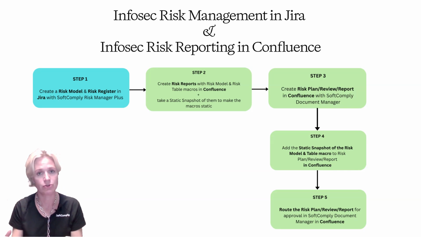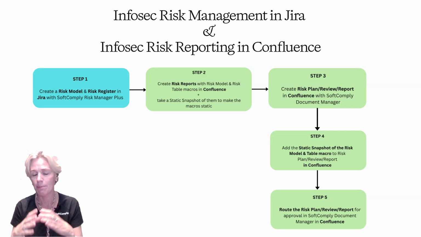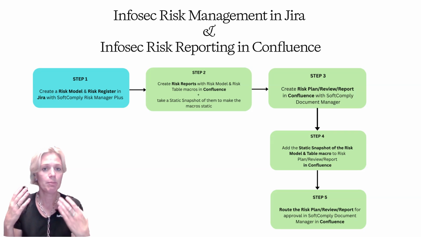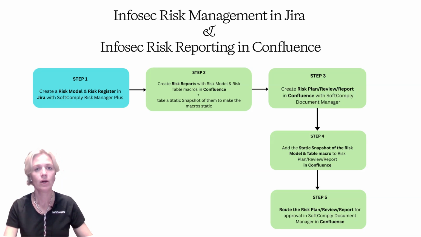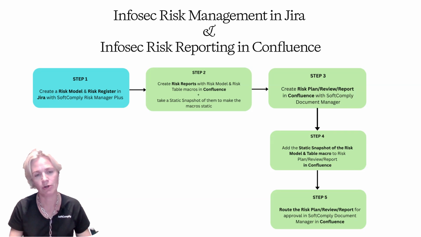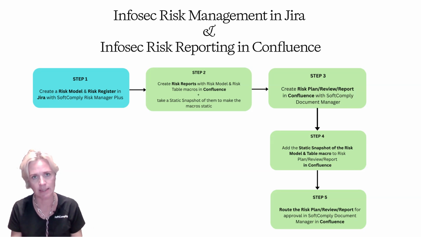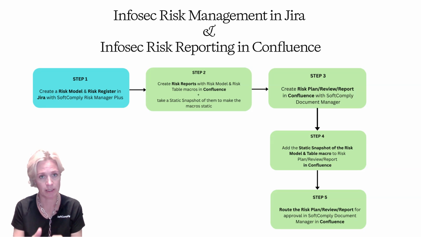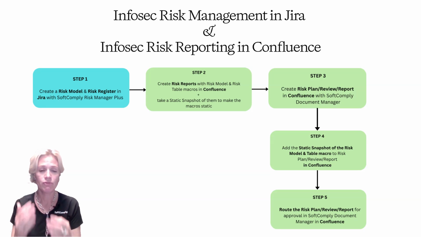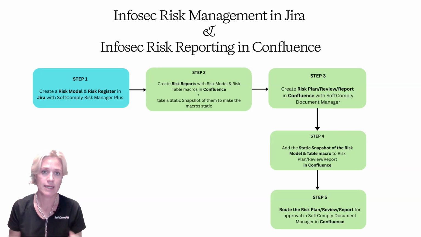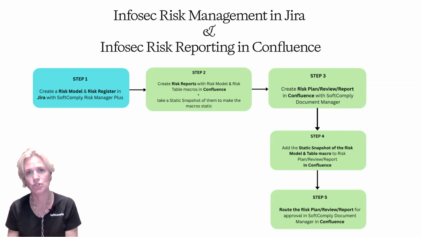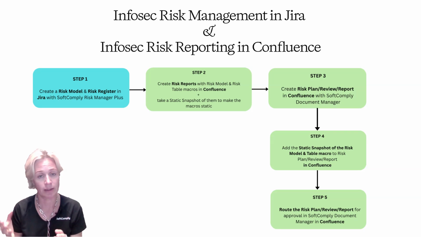Now, these macros in Confluence are dynamic. They are absolutely amazing in terms of being constantly up to date. Everything you do in Jira, in the risk register, will automatically be reflected in the macros in Confluence. And that is amazing until you need to actually approve a document with that particular macro in it. Now, if you want to create a baseline, you will need to make sure that the macro is static, that the content is not changing after you have signed this particular meeting minute or a report for your risks.